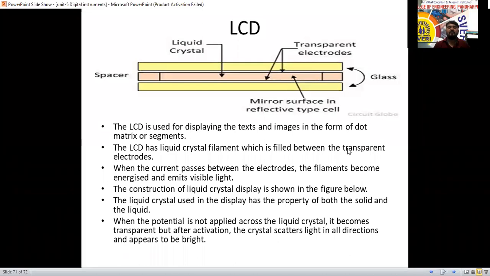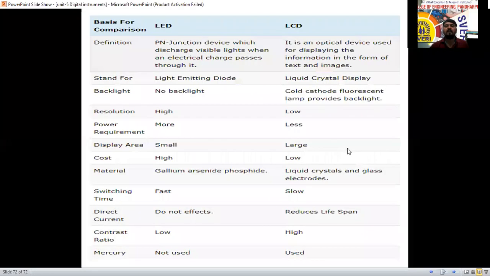These are just the principles I am telling you, and based on this principle you can differentiate the LCD and LED by comparing them. The definition of LED is that it is a PN junction device, or PN junction diode, which discharges visible light. It gives visible light when an electrical charge or current passes through it.